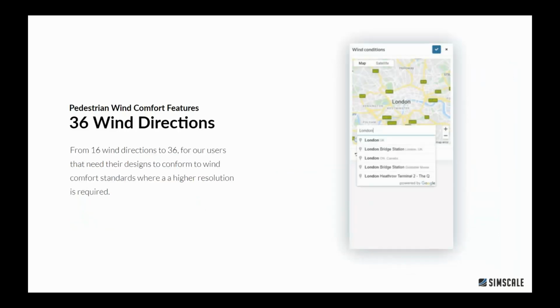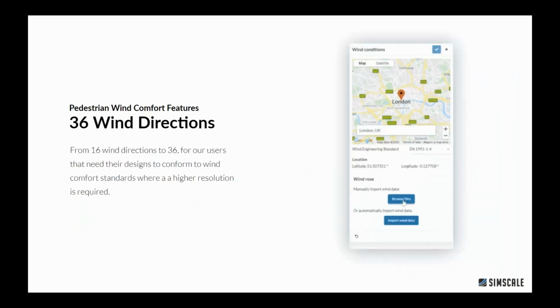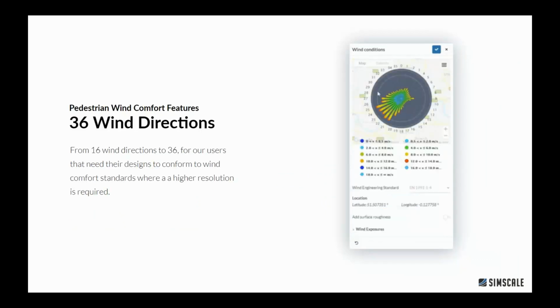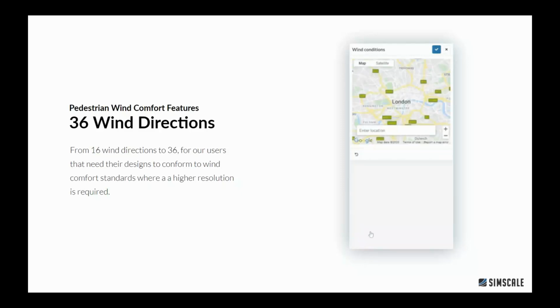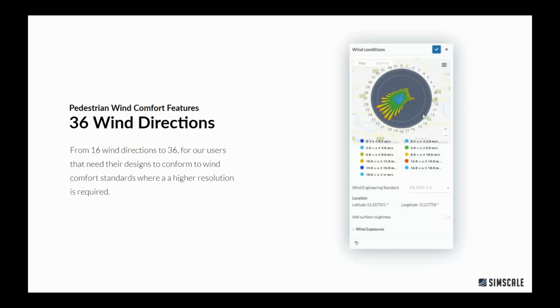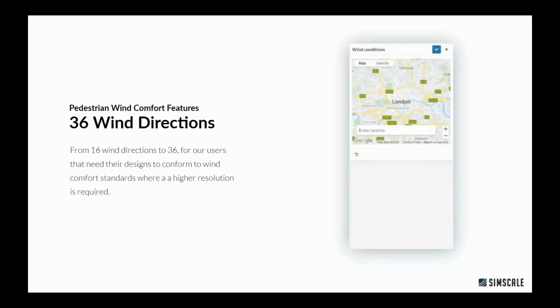And our next feature is that we now have the ability to assess 36 wind directions at the same time. We used to have 16, and now we have 36. This is because some users need to have their designs conform to higher wind standards where high resolution is required, specifically Lawson and Davenport, and NEN require this. So now we do have this functionality.